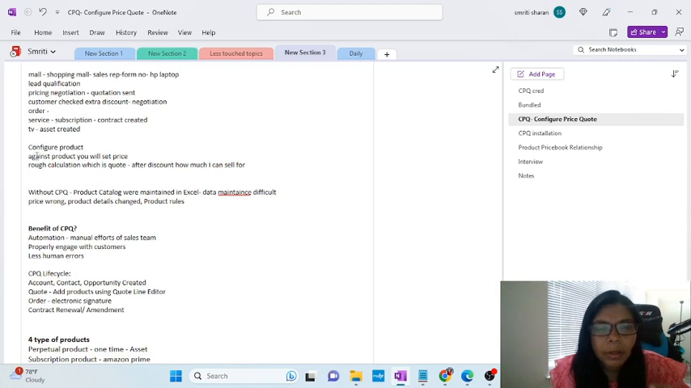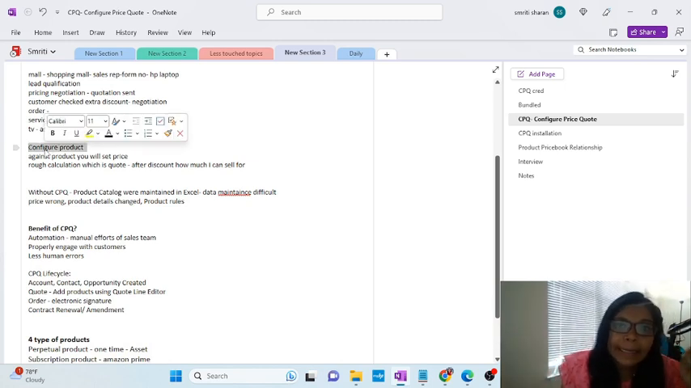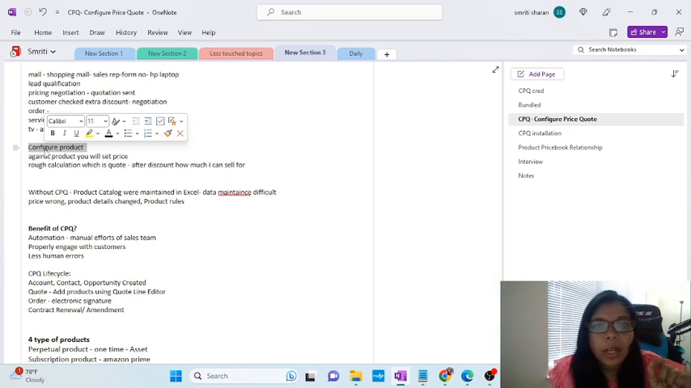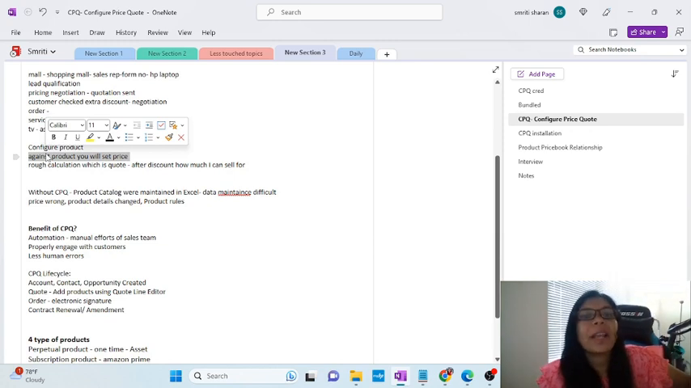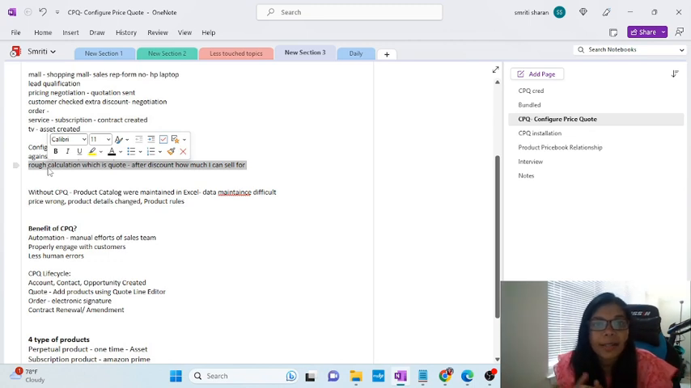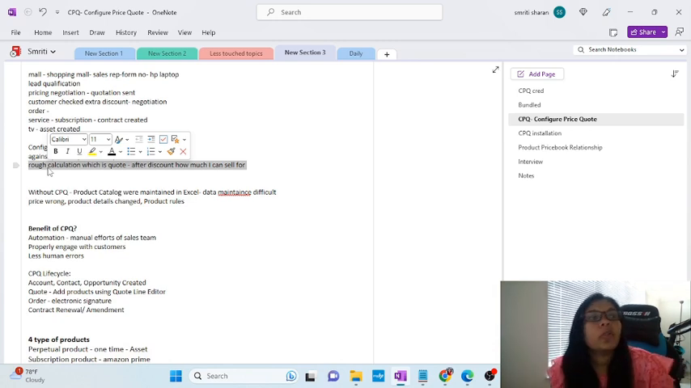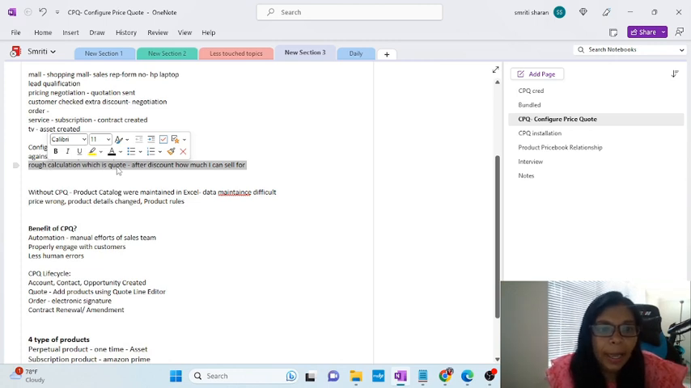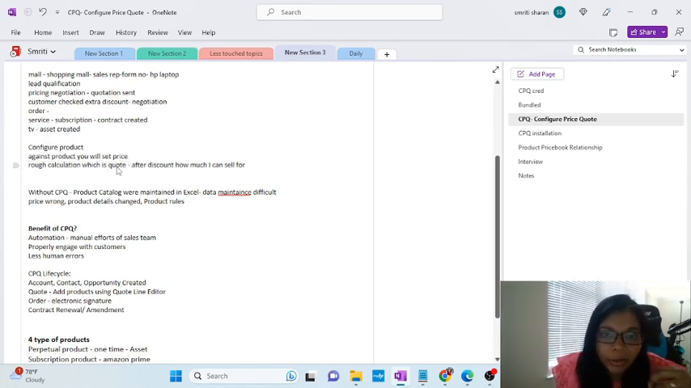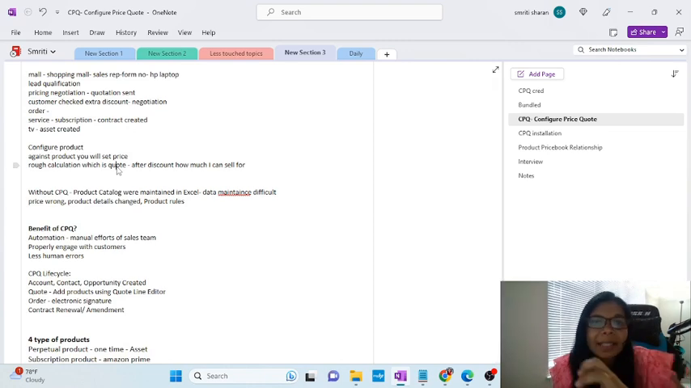Let's understand it in a different way. What is CPQ? Configure price quote. What do we configure? We configure a product. In this example, we are configuring the HP laptop. Then against the product, you set a price, saying this is the price of that particular product. Then there will be a rough calculation, like I said, the rough invoice. The customer says, I am interested, but I want to know the price. So they send you a quotation, like a rough invoice, showing what the price will be, and then how much it can be set after discount or negotiation. So that is the whole CPQ.